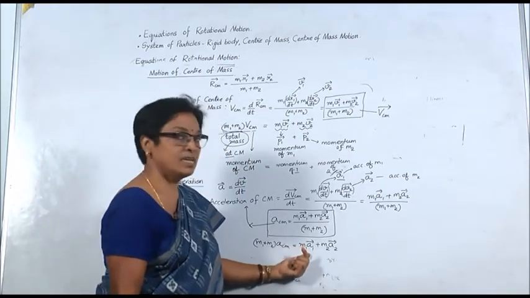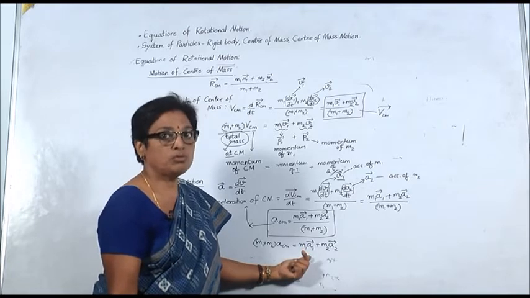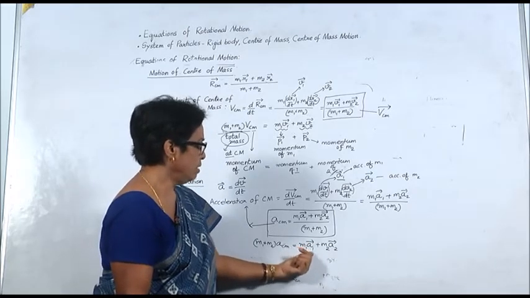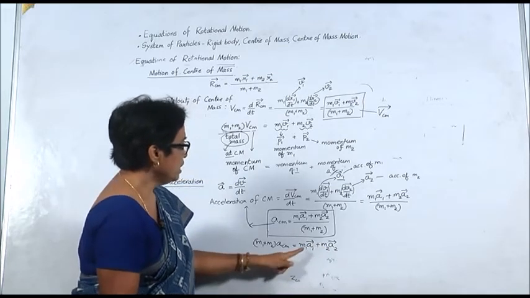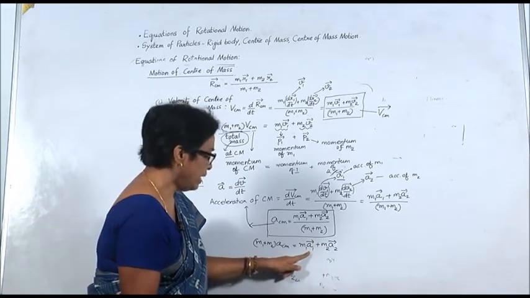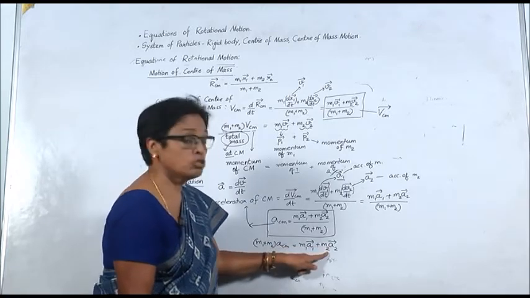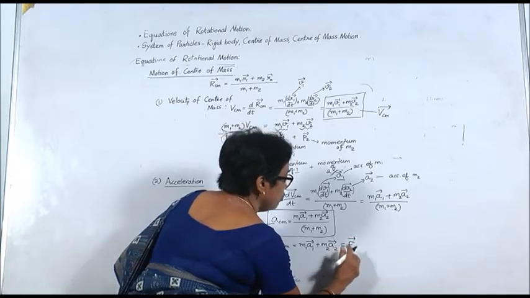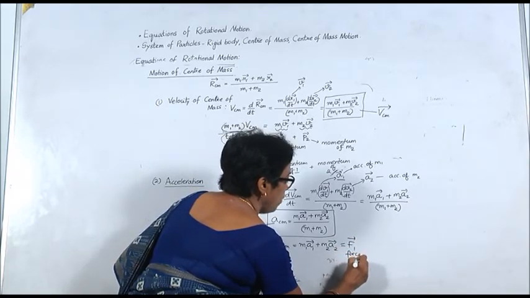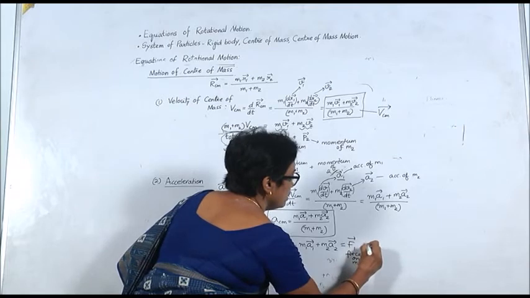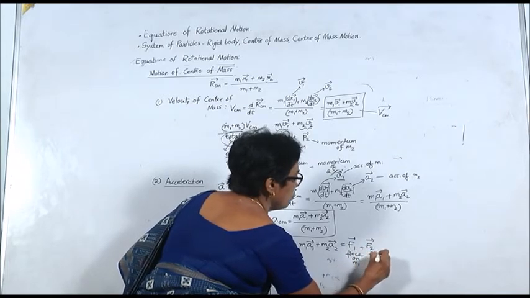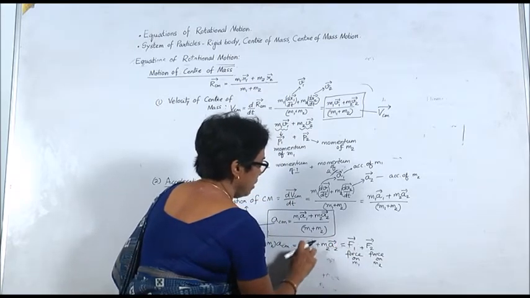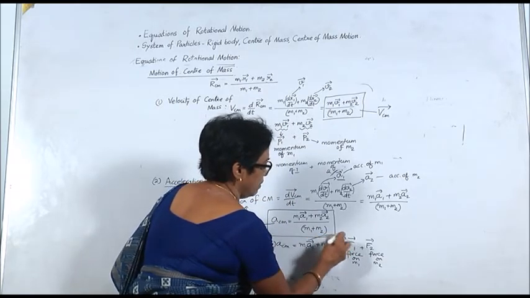What is mass into acceleration? Force. From Newton's law we know mass into acceleration is force. This is for the first particle, this is for the second particle. That means this is the force on particle 1 or m1, this is the force on m2. Let me write it as F1, where this is the force on m1 plus this is the force on m2. How did I get this? From the equation m1a1. F1 is m1a1.